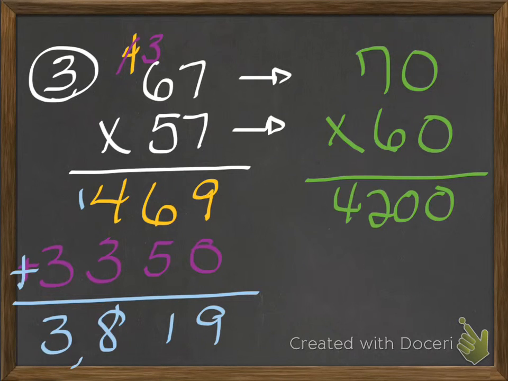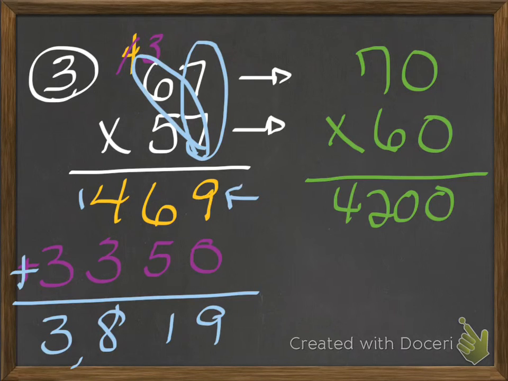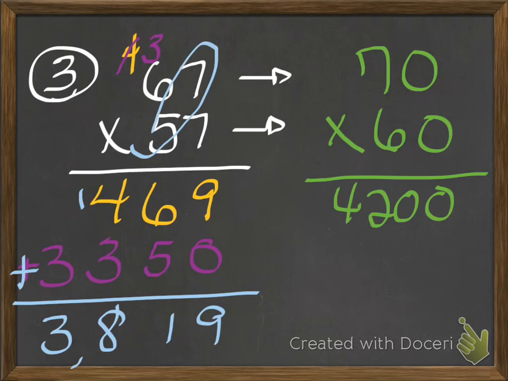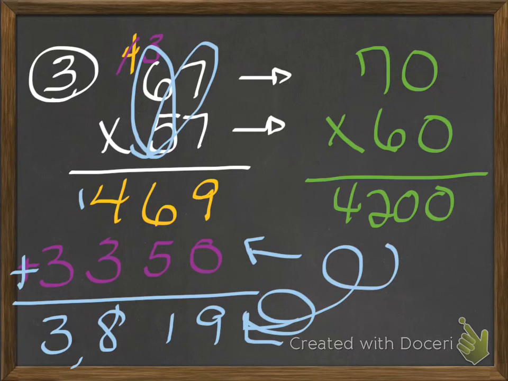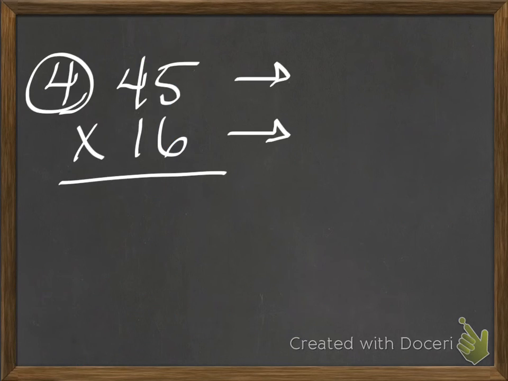Okay, I changed 67 to 70, 57 to 60. Multiplied this together and got 4,200. Then I multiplied, starting with the digit in the ones place, and got the partial product 469. Then I multiplied the digit in the tens place, and using my placeholder, got 3,350. Added those together and got the final answer of 3,819, which is close to 4,200. Number 4, 45 times 16.